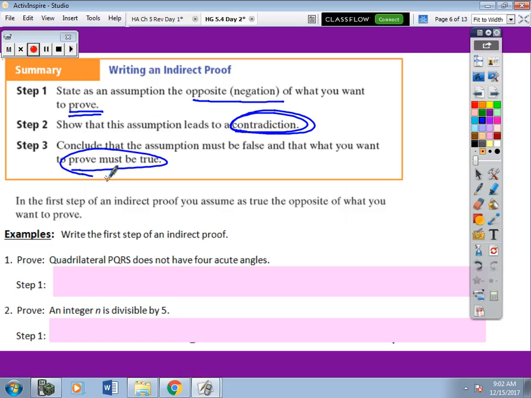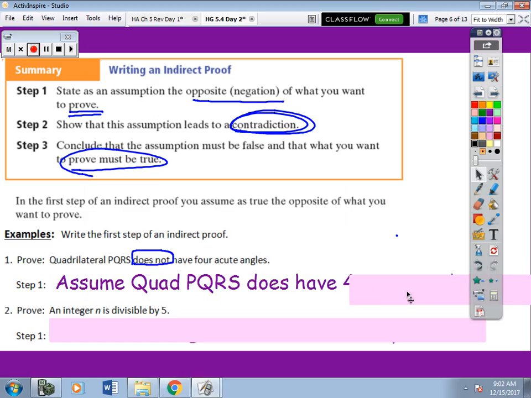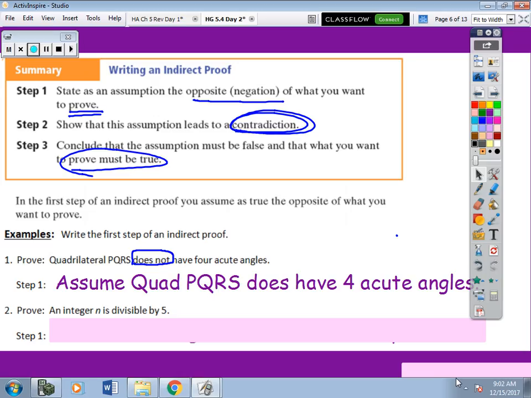Okay, example 1. Write the first step of an indirect proof. So again, the first step is to state an assumption that the opposite or negation of what you want to prove. So the proof statement says quadrilateral PQRS does not have 4 acute angles. That is what you want to prove. So the negation of that is, assume quadrilateral PQRS does have 4 acute angles.